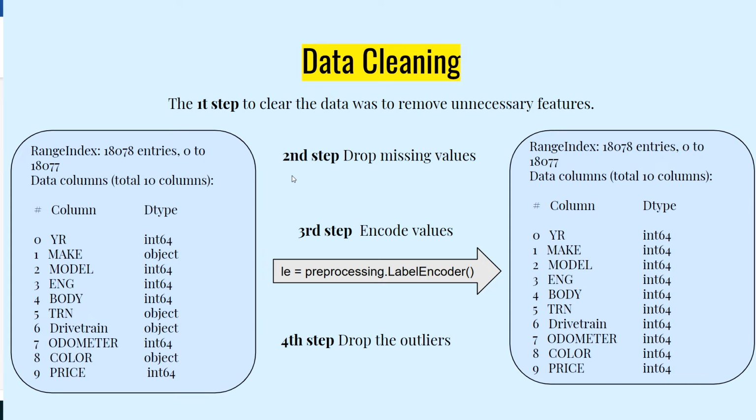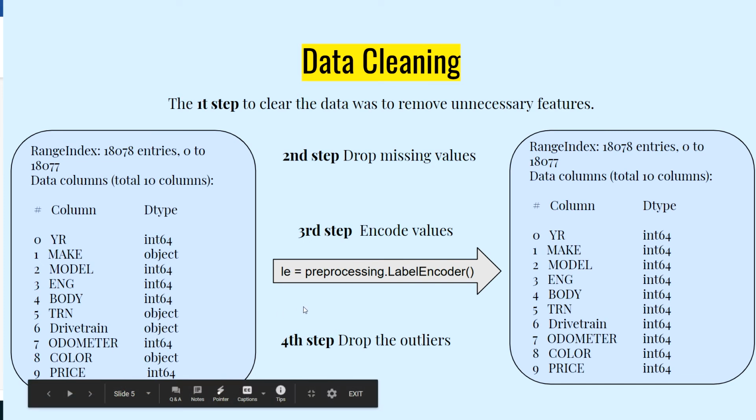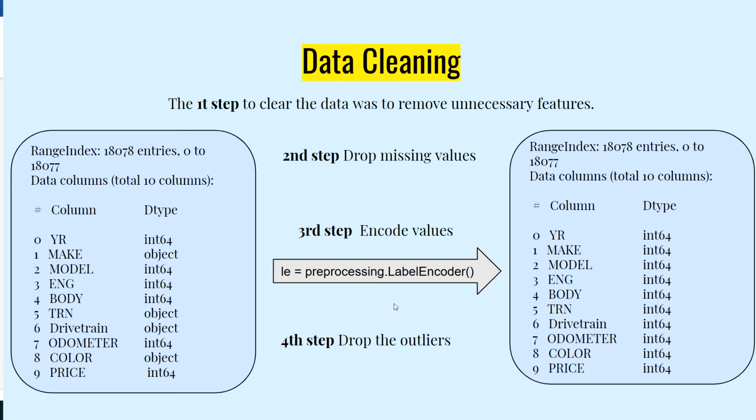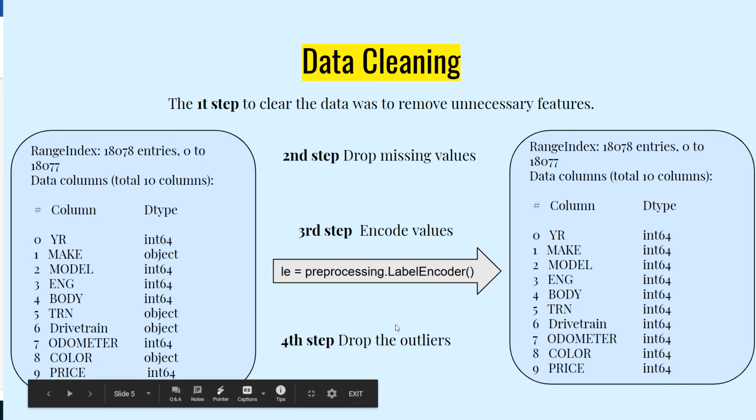The second step was to drop the columns with missing or NA values. The third step was to encode the categorical values like make, model, and color using the label encoder. And the fourth step was to drop outliers.